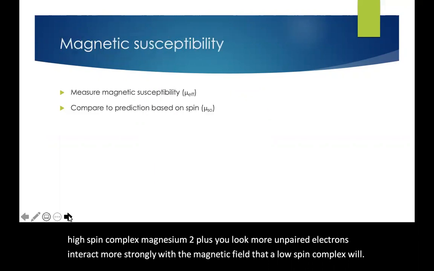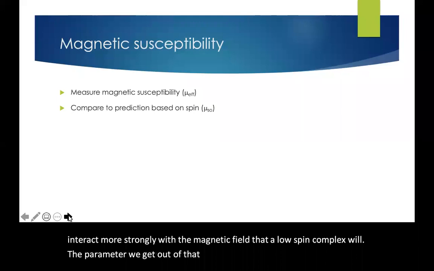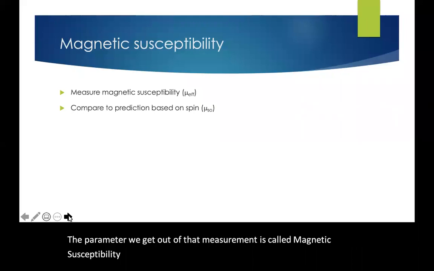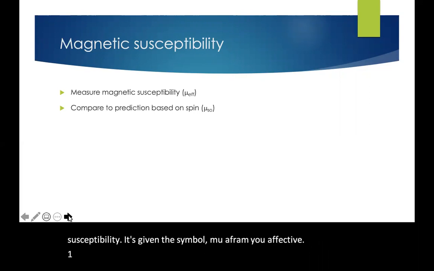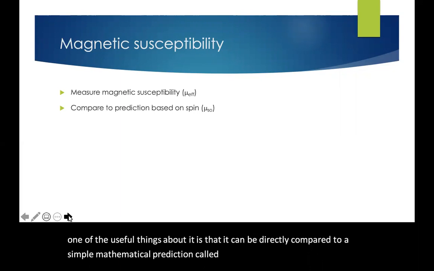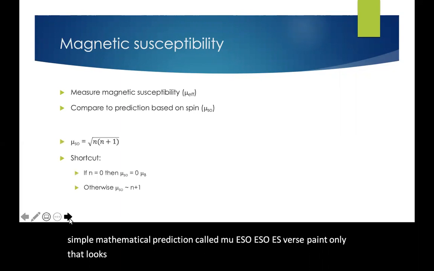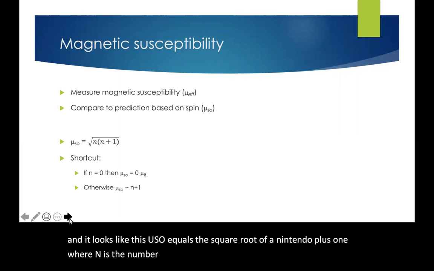The parameter we get out of that measurement is called magnetic susceptibility. It's given the symbol μ-eff, or mu effective. One of the useful things about it is that it can be directly compared to a simple mathematical prediction called mu-SO. SO is for spin only. And that looks like this. mu-SO equals the square root of n times (n plus 1), where n is the number of unpaired electrons.